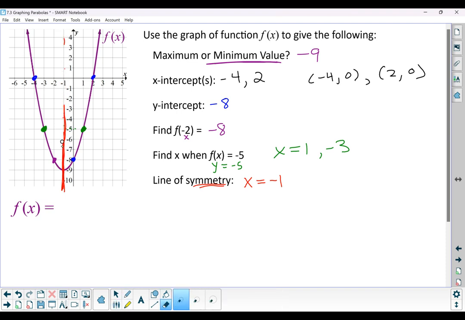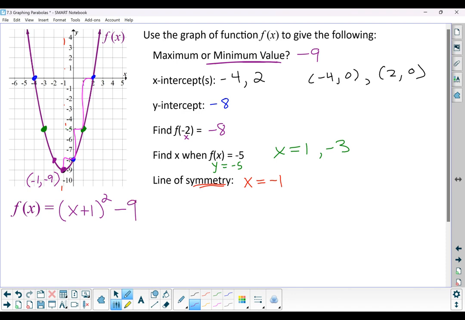Okay, last thing, we want to just write the equation of this really quickly. The vertex is at -1, -9, and it just has a regular 1, 3, 5 pattern to it. So our equation would be x plus 1 squared, minus 9. So remember, our vertex is at -1, -9. So we see an x plus 1 in the equation. All right, there's the equation.